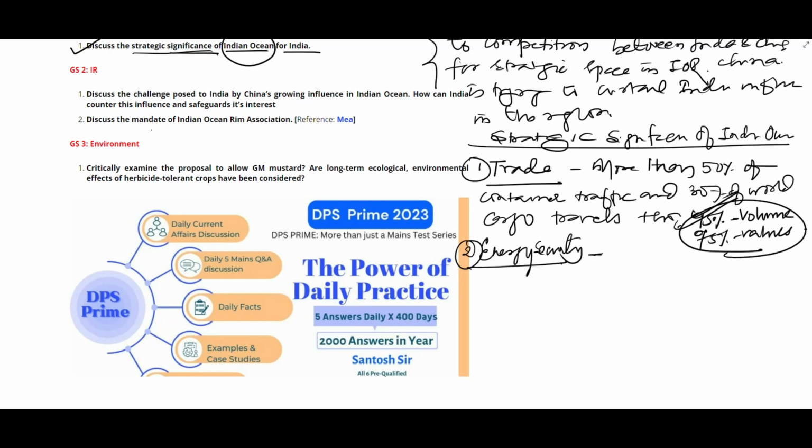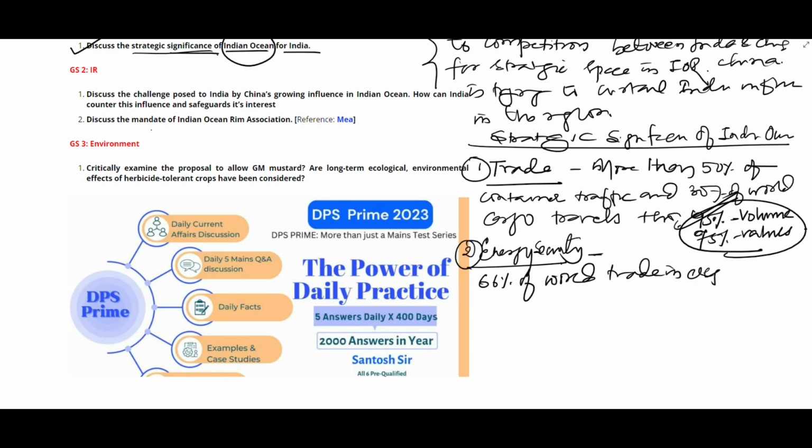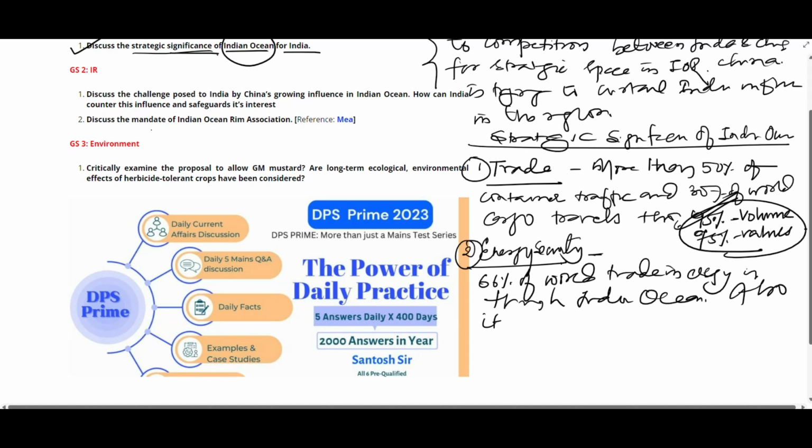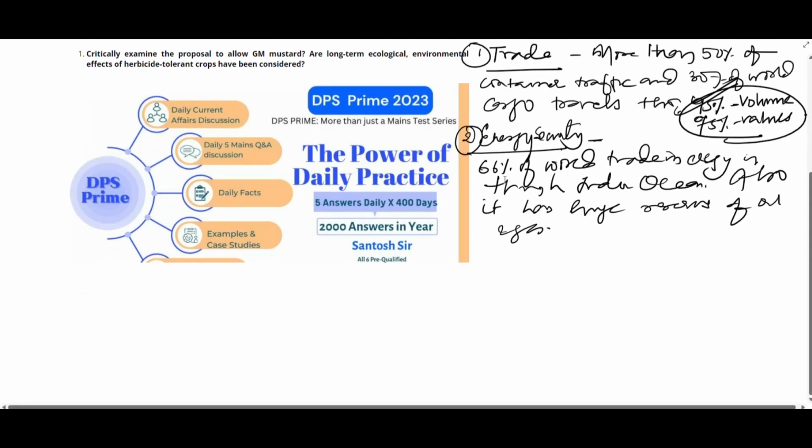For energy security, you must be surprised that 66% of world trade in energy is through Indian Ocean. So it's very important. Also, it has reserves of oil and gas. So for energy security also Indian Ocean is very important.